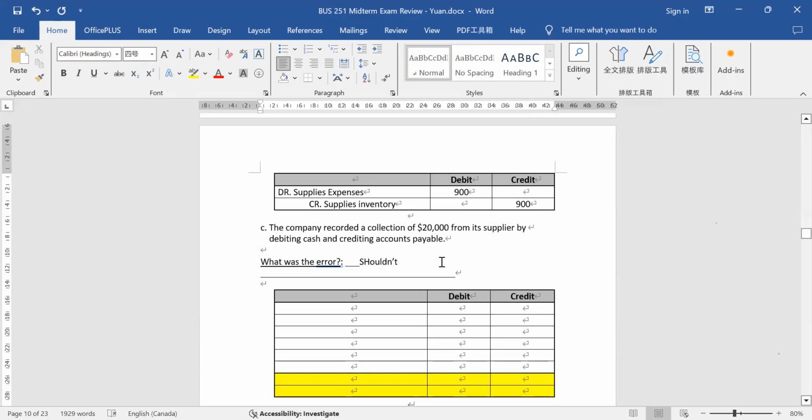They shouldn't use debit cash. We can just talk about what they should do. They should use debit cash and receivable.